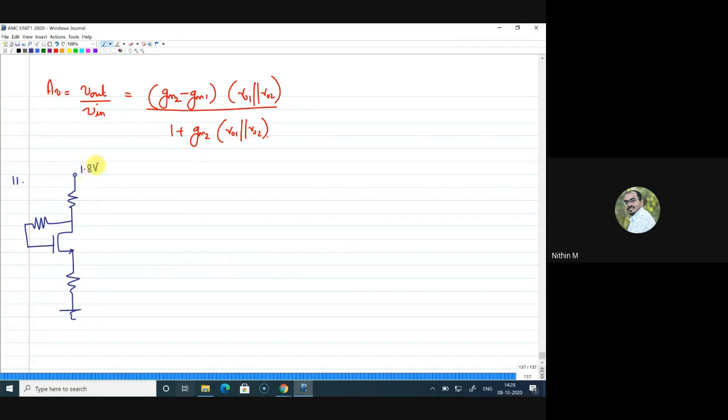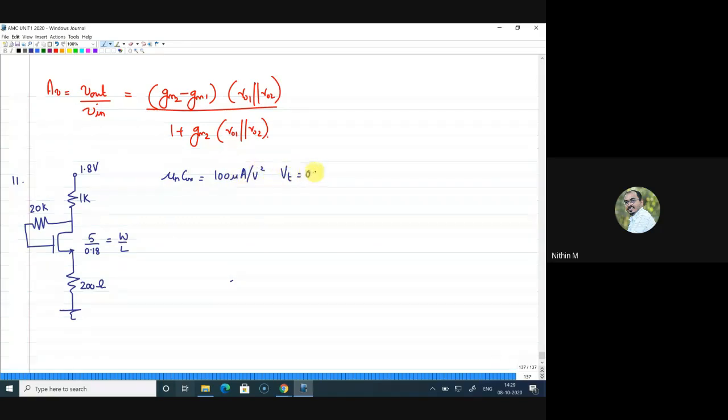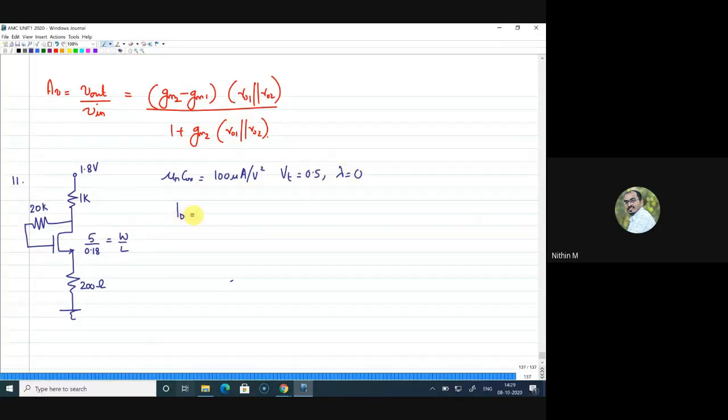This is 1.8. This is 1K. This is 20K. This is 200 ohms. Given that W by L is 5 by 0.18, the meaning is 5 micrometer by 0.18 micrometer, but micro will get cancelled. This is the circuit diagram given. Now the question is, determine the drain current in the circuit. These are the parameters given: Vt is 0.5 and lambda equal to 0. That is the first part. Let us find the drain current in this circuit first.